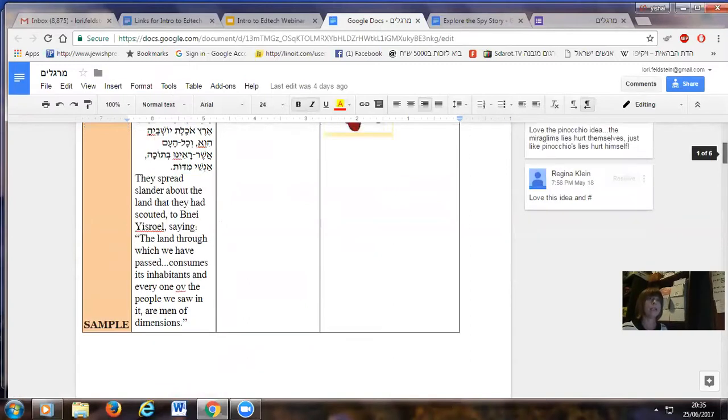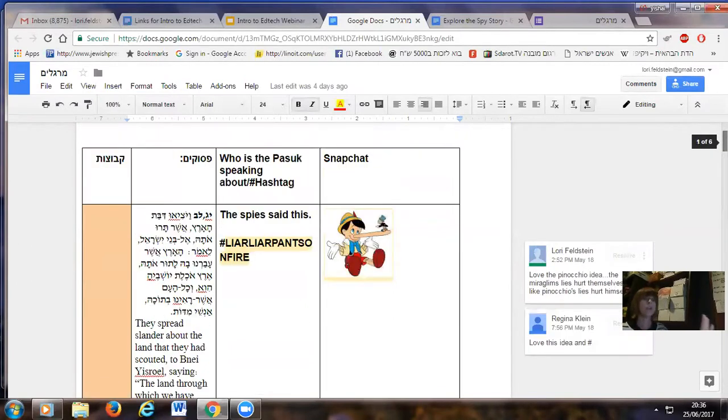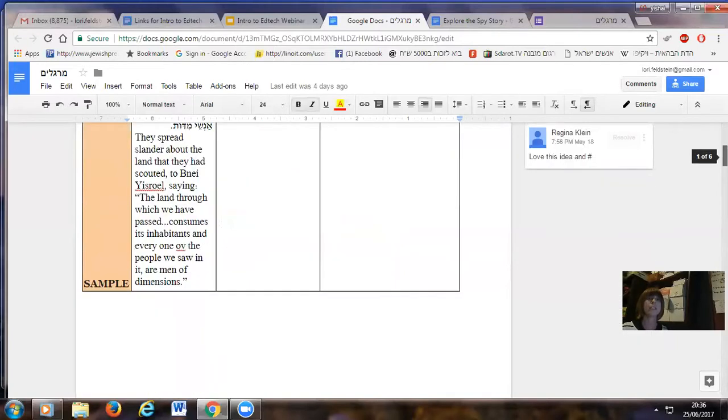So you see here, this is our sample. I'm going to show you some of the girls' work, but in addition to the girls being able to work in chavrutot in groups of 2 or 3, examine together the verse, come up with a hashtag, come up with a picture, they were also able to comment on each other's work, which is something that the Google Doc allows for. So it's an extremely collaborative way for your students to look at texts or stories.